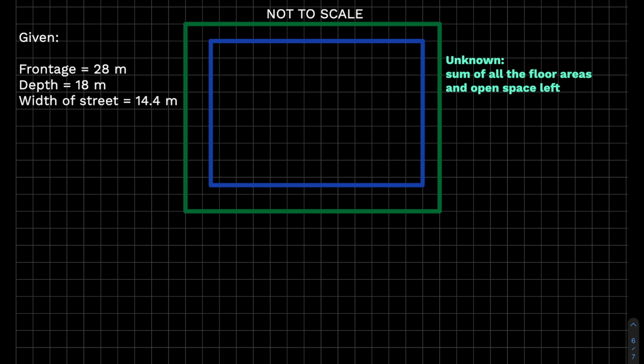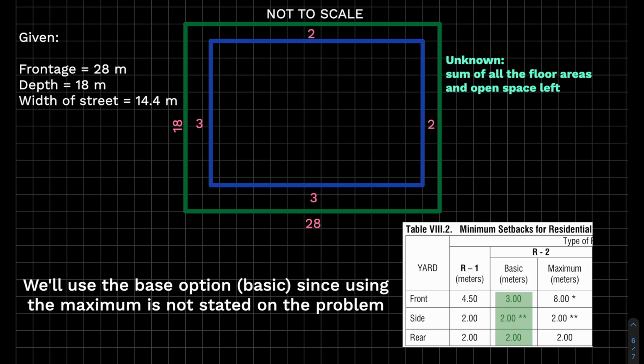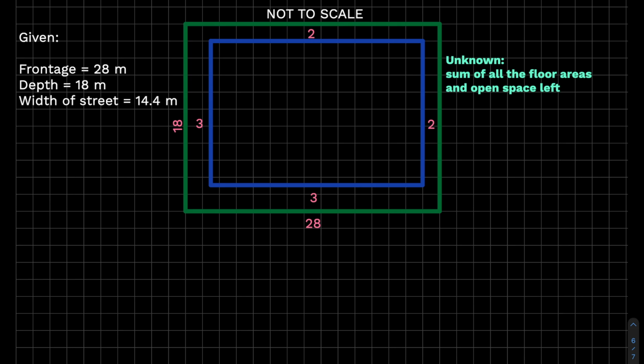Okay, let's start computing. We should first put the setbacks required. Since the lot is in an R2 zone, we need to follow these setbacks. In the first 3 equations I stated, we will repeat the method we used on the first problem. Multiply the lot width and length to get the total lot area. We got 504 square meters.